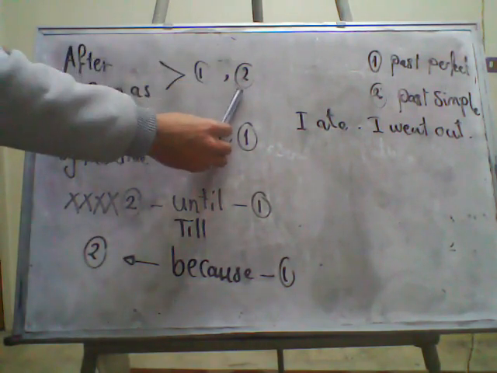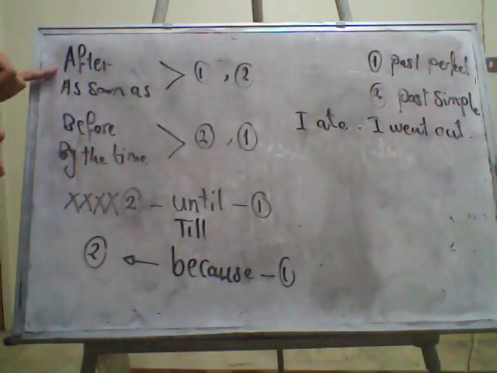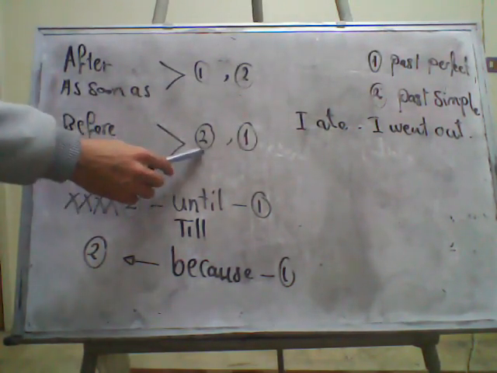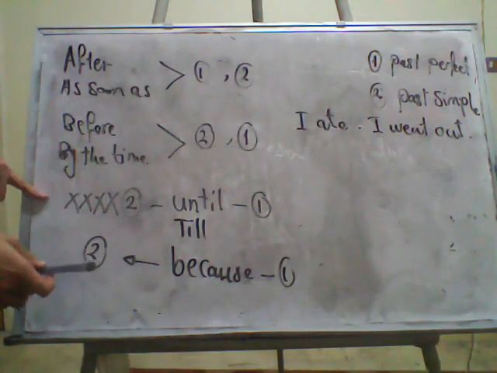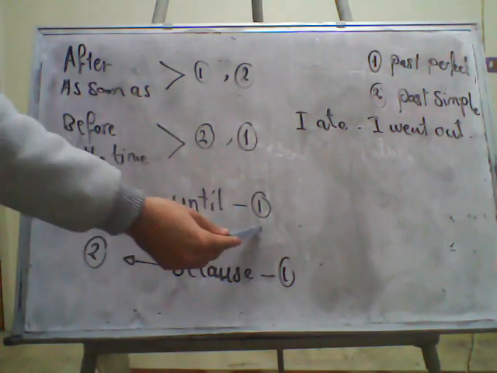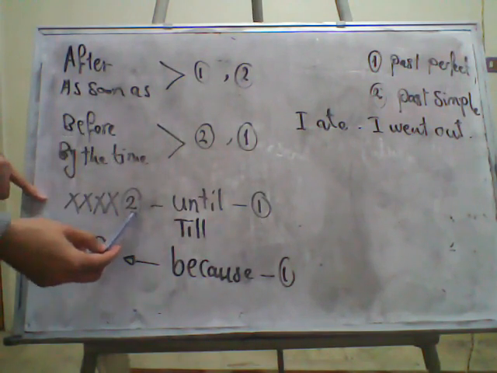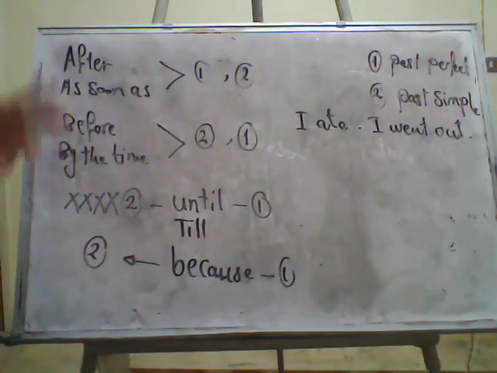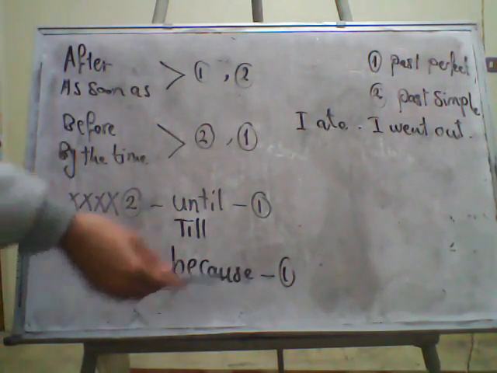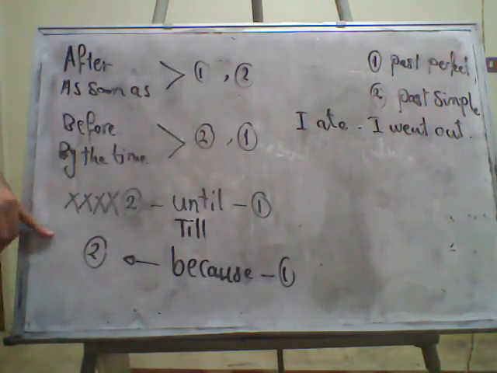And then the second action, which represents the past simple. Before, by the time: past simple, past perfect, until it comes in the middle of the sentence. After it, we use the first action, which is past perfect. Before it is the second action, which is past simple, but be sure that it is negative to give the right meaning. Because also is considered in this part: after it, past perfect, and then before it, past simple.